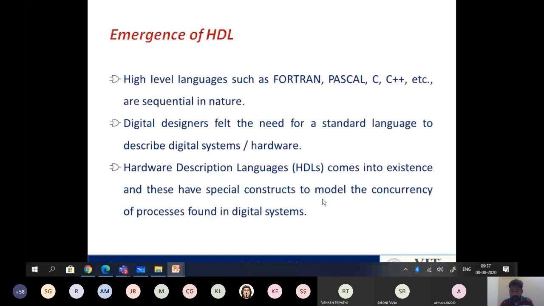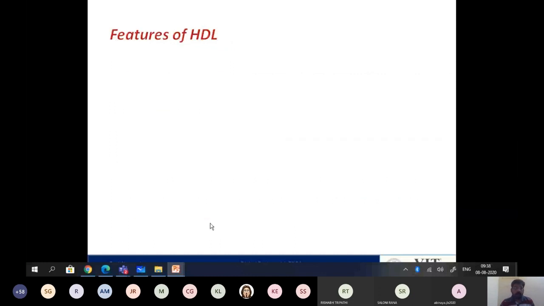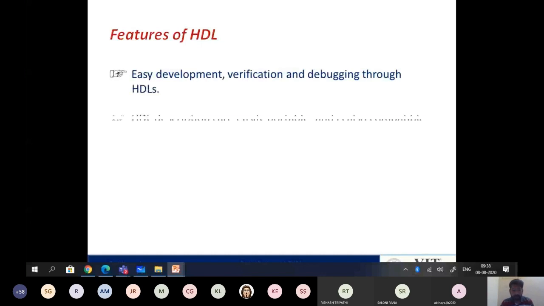So these have special constructs to model the concurrency of the process found in your digital system. So that's why we are using these HDLs. Feature one is easy development, verification, and debugging through your HDL. And these descriptions are easily portable.